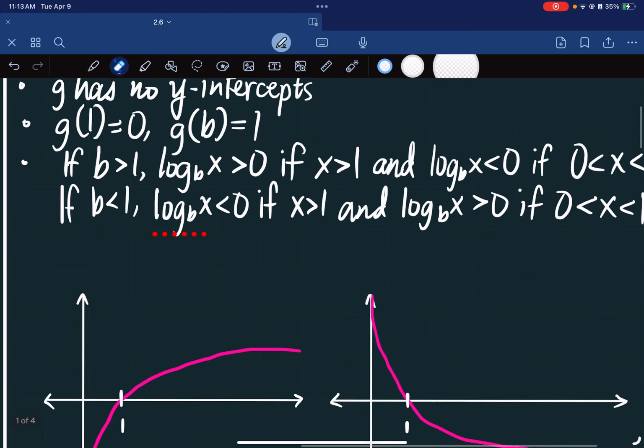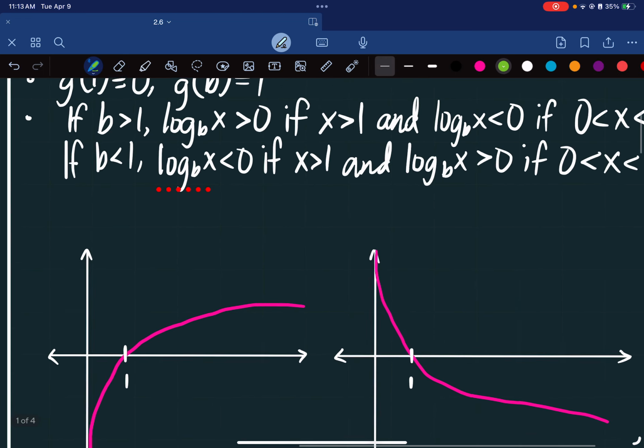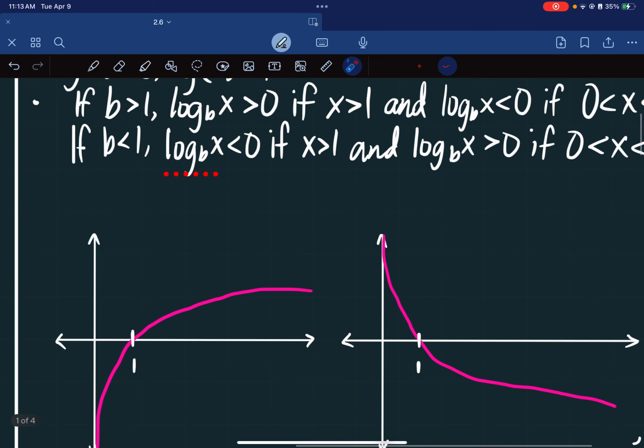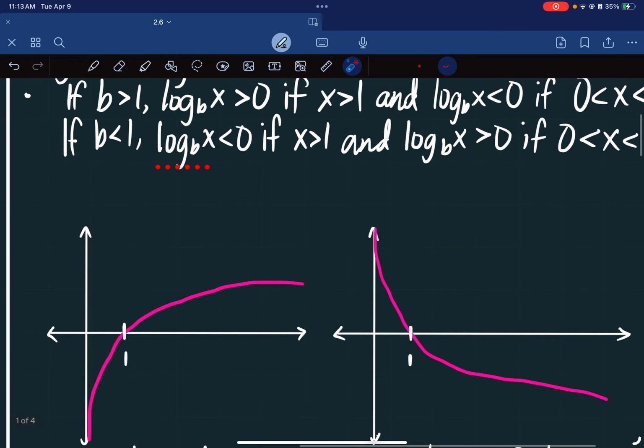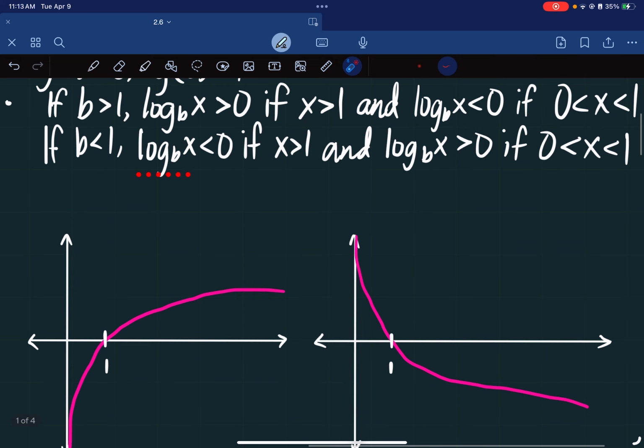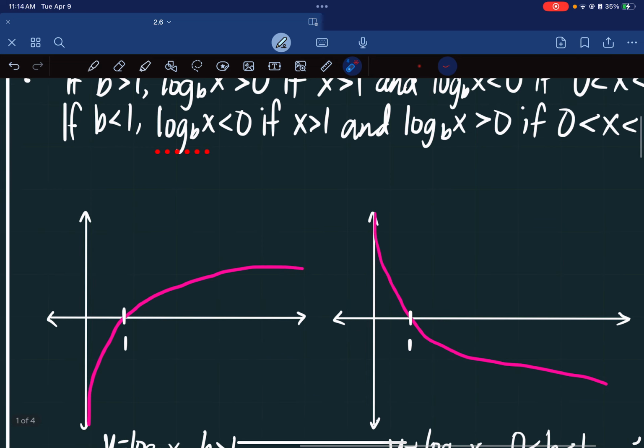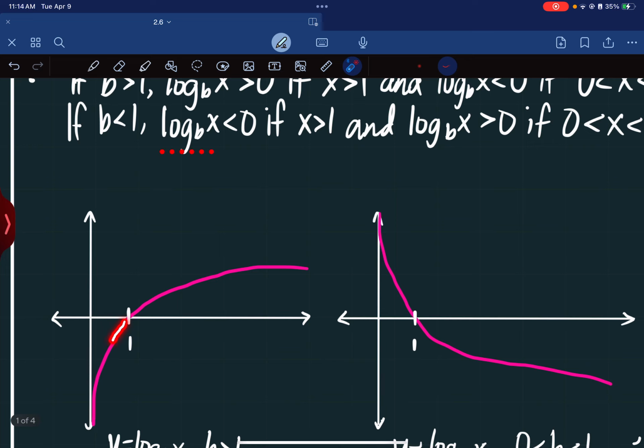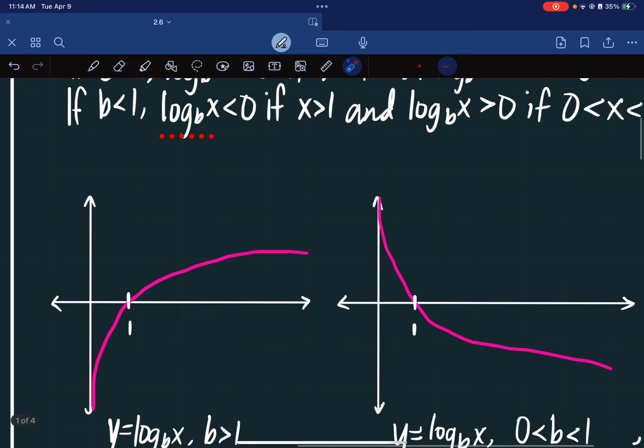And lastly, if b is greater than 1, then the logarithm of x base b is greater than 0 for x greater than 1. So as you can see here, it's positive. And log of x base b is less than 0 if x is in between 0 and 1. So as we can see here, log of x base b is negative.